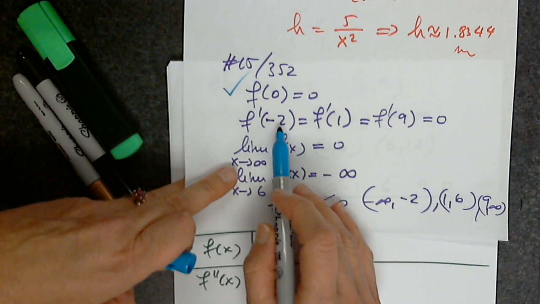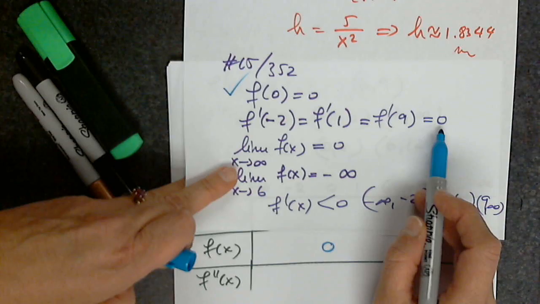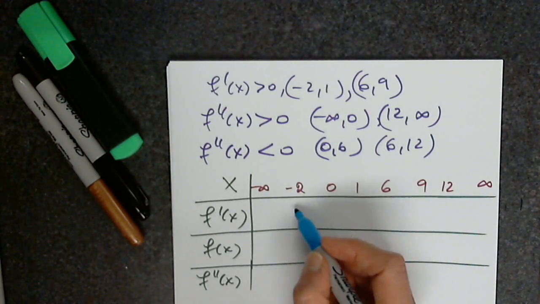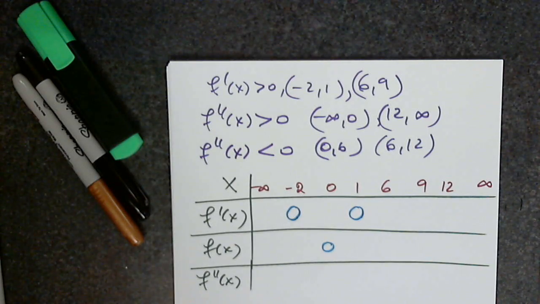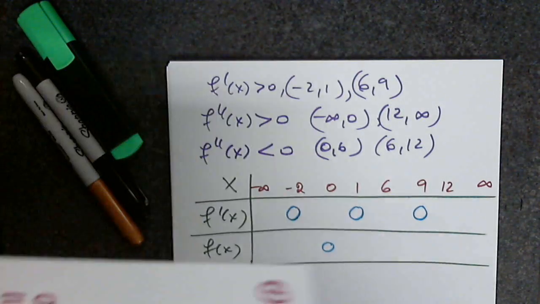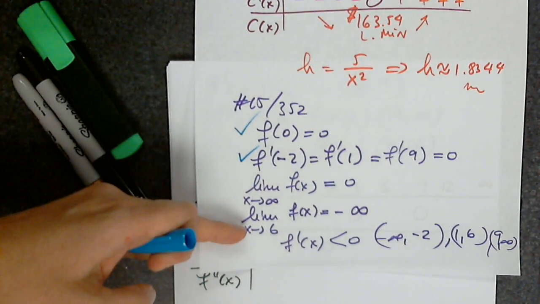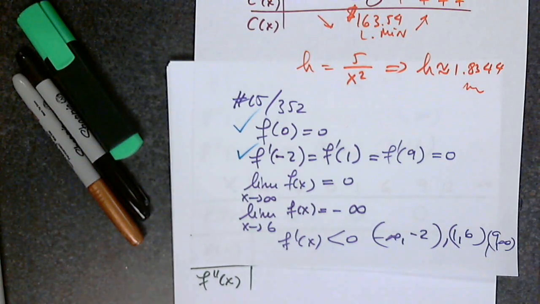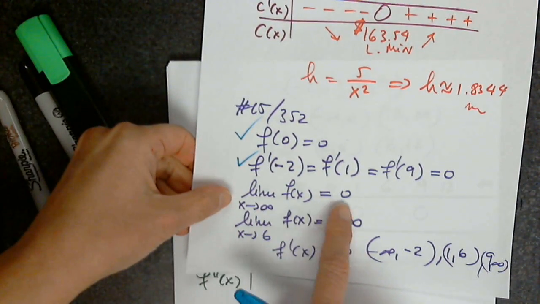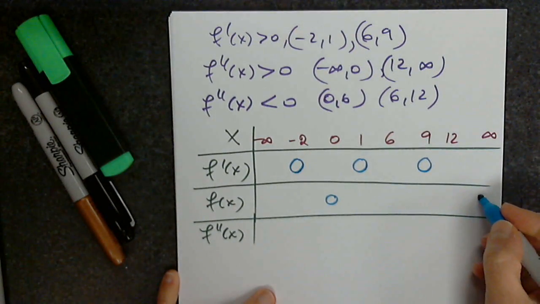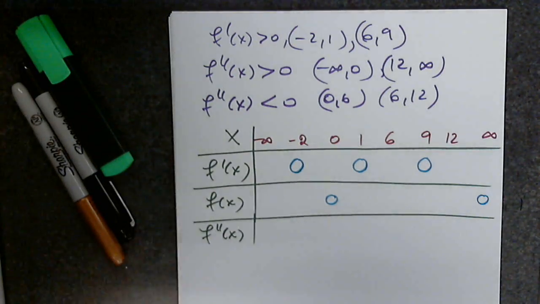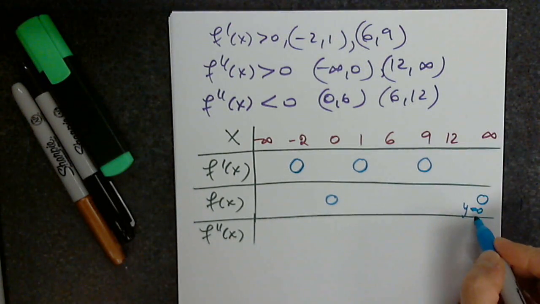Okay. What does f prime of -2 equals 0 mean? F prime of -2 equals 0. F prime of 1. F prime of 1 equals 0. And f prime of 9 equals 0. Now this is done. Okay. Now I have limit of f of x, x approaches infinity is 0. Where does this fit? Right. What does that mean also? Very good. Y equals 0, horizontal asymptote.